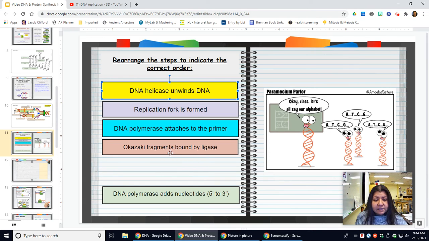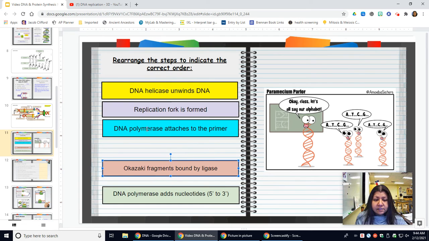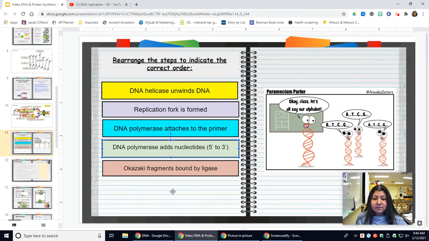So next, let's see here. It says DNA polymerase attaches to the primer. Do I have anything here about primase? I don't. Normally, I could have another step in the middle saying that primase is going to attach a primer, and then DNA polymerase will attach to that primer. Once DNA polymerase attaches to that primer, it's going to add nucleotides. And then remember, in the lagging strand, we're going to have Okazaki fragments, and the Okazaki fragments have to be bound together with ligase.